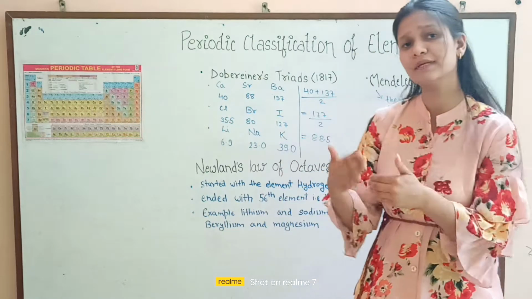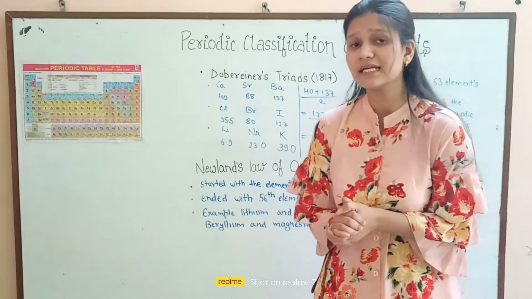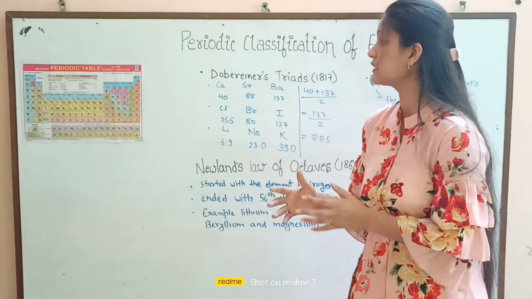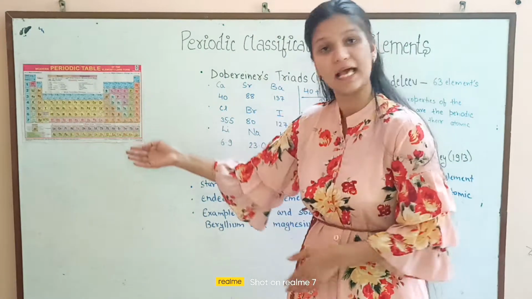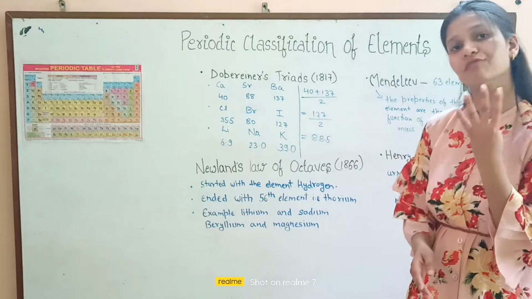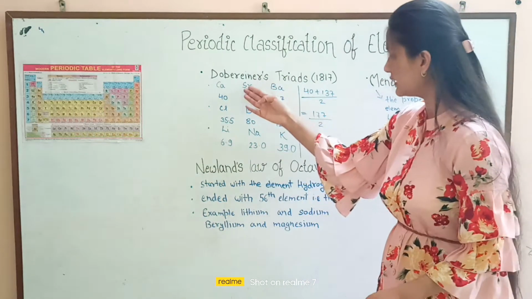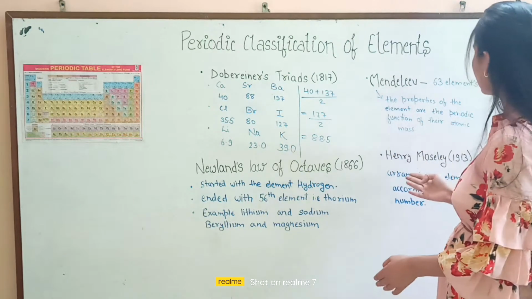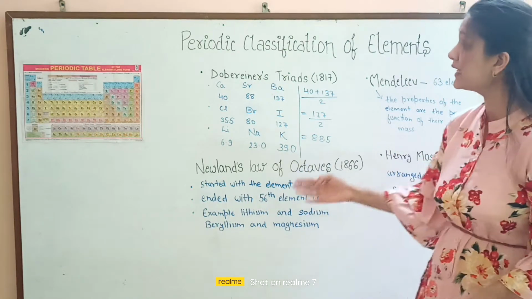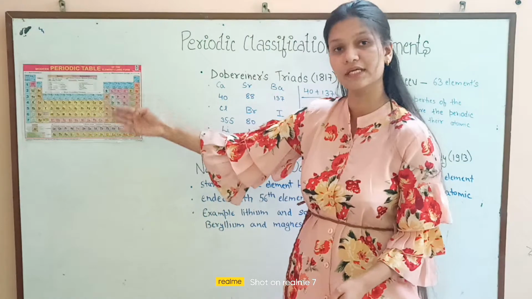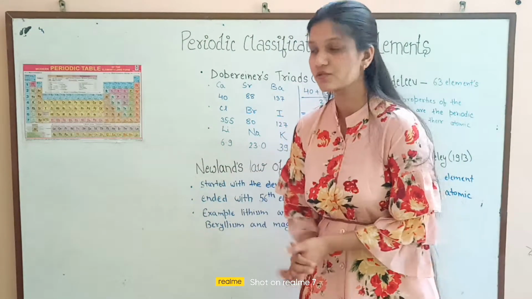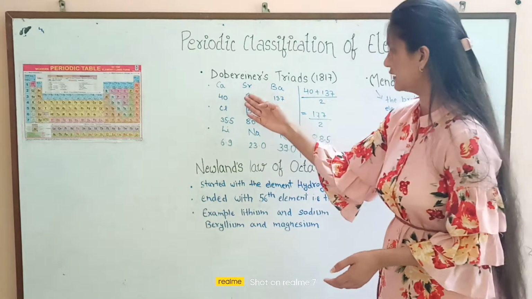As these elements were being discovered, scientists started gathering information about the physical properties of these elements. There are basically 4 scientists: first Dobereiner, second Newlands, third Mendeleev and the last one is Henry Moseley. He gave the modern periodic table which we are studying and following till today.